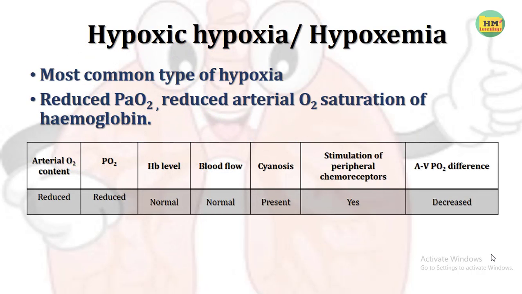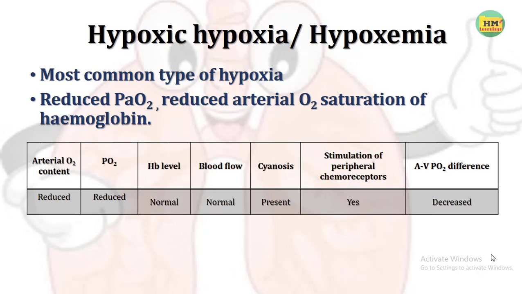The first type of hypoxia is hypoxic hypoxia or the hypoxemia. It is the most common type of hypoxia. In this type of hypoxia, there is reduced PaO2. That means the partial pressure of oxygen in the arterial blood is reduced. So the transportation of the oxygen via the dissolved form in the plasma will be reduced. And if the PaO2 is reduced, the arterial oxygen saturation of hemoglobin will be reduced, because the saturation of hemoglobin also depends upon the PaO2.